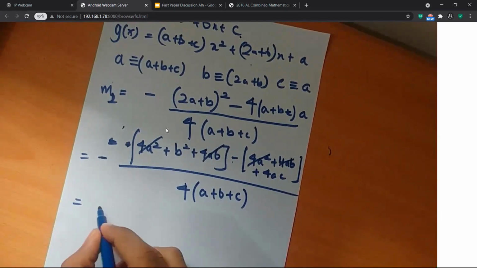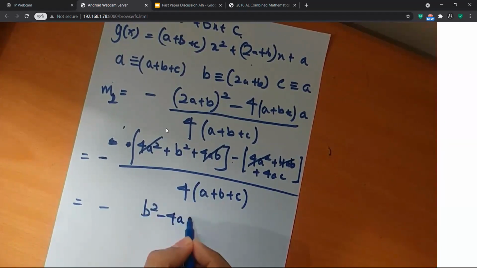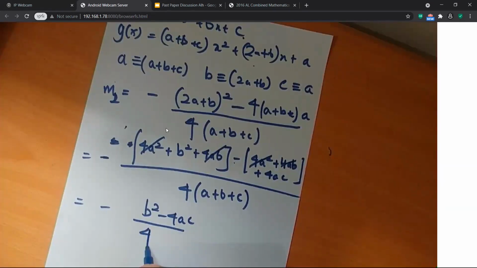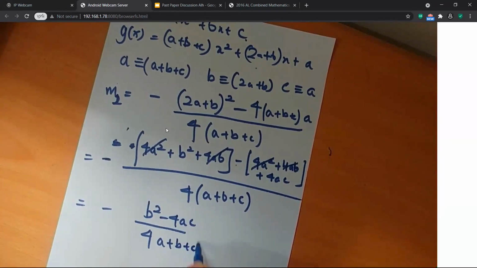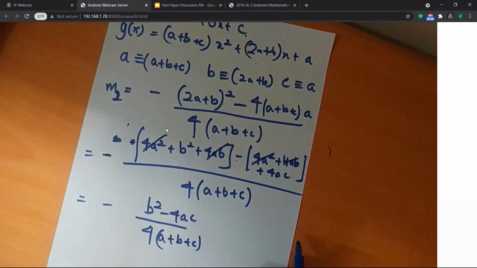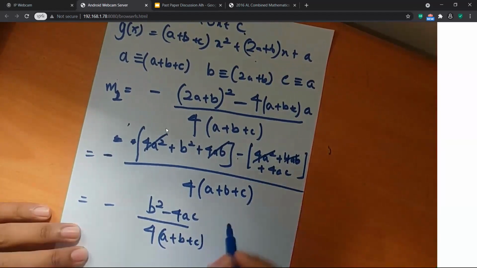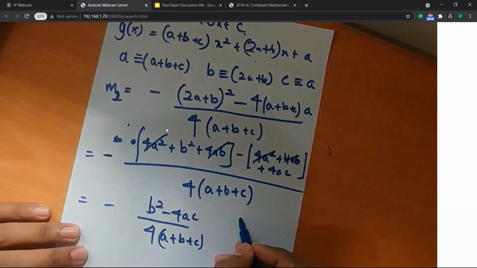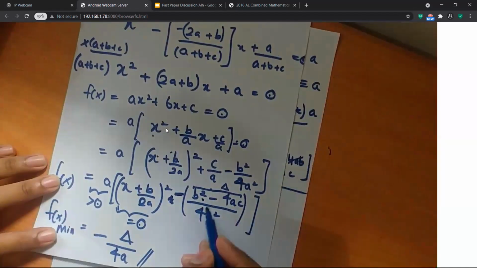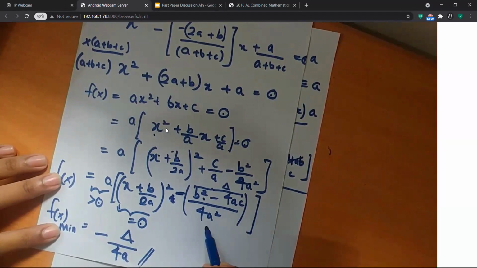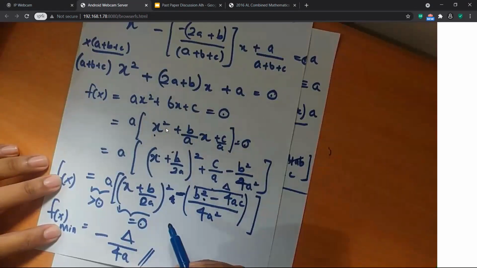minus b squared minus 4ac over 4 times plus b plus c. So what is m1 again? M1 is minus b squared over 4ac. So we can write this like this. b squared minus 4ac is b squared minus 4ac over 4a. Sorry, m1. So we substitute that here.